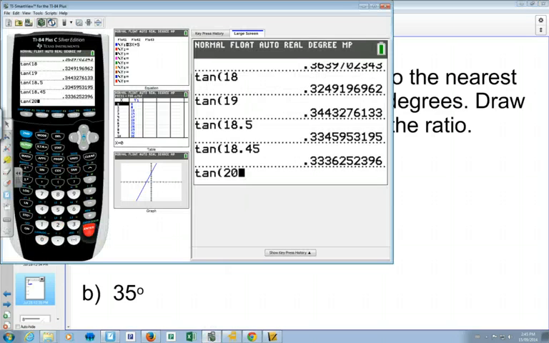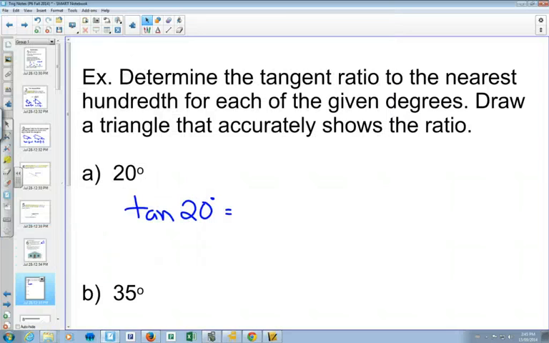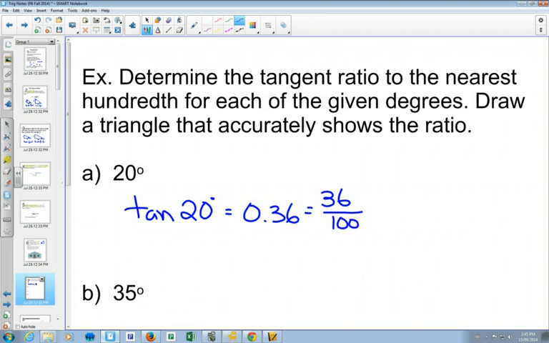Tan of 20, 0.36. The thing about your calculator is it always reduces whatever fraction you had down to a decimal. So can someone change 0.36 to a fraction for me? What would that be as a fraction? 0.36 as a fraction doesn't have to be reduced. 36 out of 100, right? Because these are hundredths. Good.